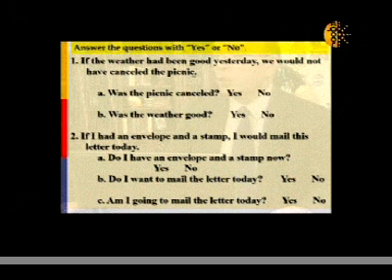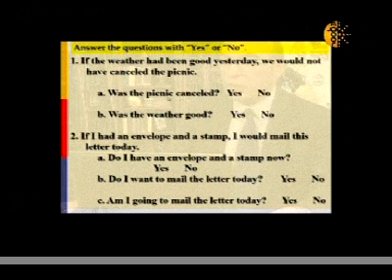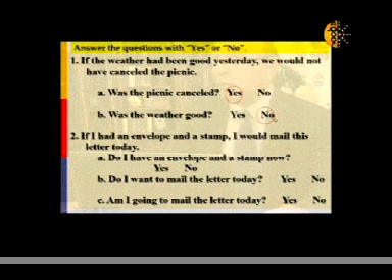If the weather had been good yesterday, we would not have canceled the picnic. Question number one, was the picnic canceled? Question number two, was the weather good? The answer is, choose one. Was the picnic canceled? Yes. Was the weather good? No. That's why we canceled the picnic, because the weather was bad.